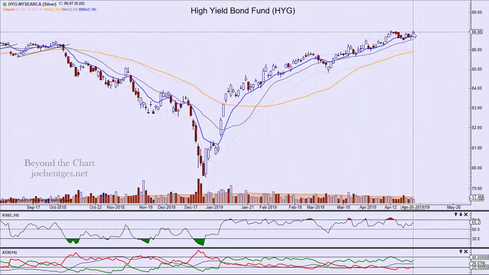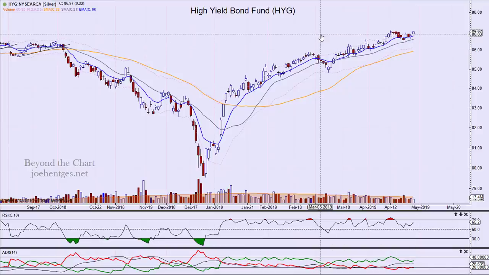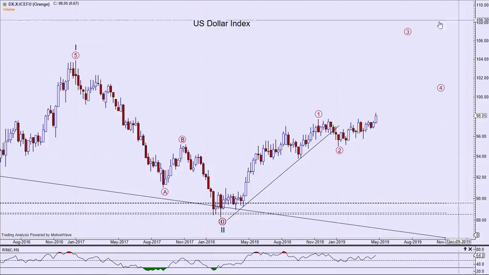And then Friday, look at this nice big strong move that we just had on Friday. Now, it's not a huge candle, but it closed right on its high. So that's the picture we're getting from HYG. Continues to say risk on for the stock market. Let's take a look at the dollar index.